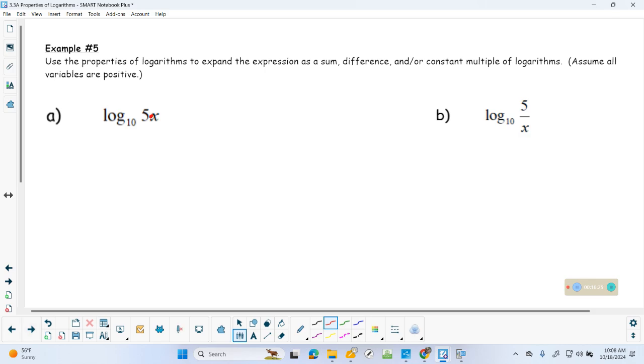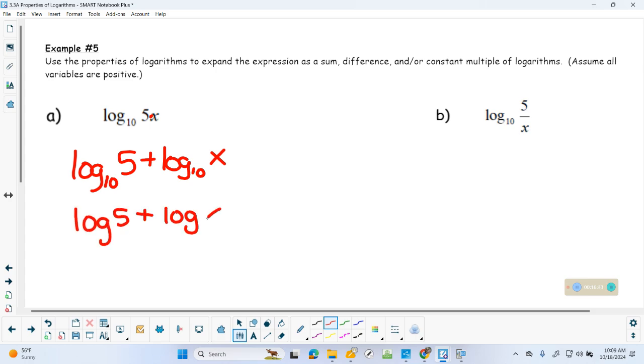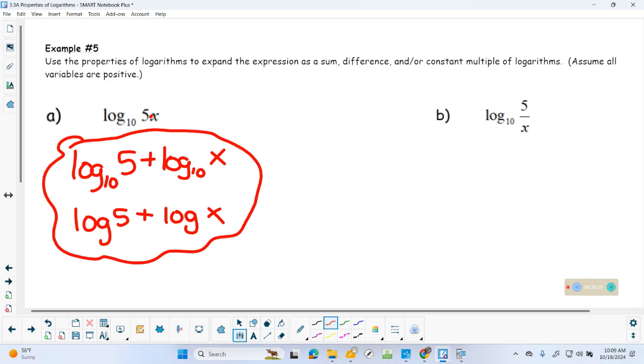So easy peasy. You've got product. I'm going to expand that to addition. So it's going to be log base 10 of 5 plus the log base 10 of x. Now also don't forget, if you're feeling tired, you could just put this. Because remember, if you do not have a specific base number, you're defaulted to base 10. You're implied to be in 10. So I don't care which way you put it. I'm going to circle them. Just recognize if you don't have the 10, you know it's in 10.